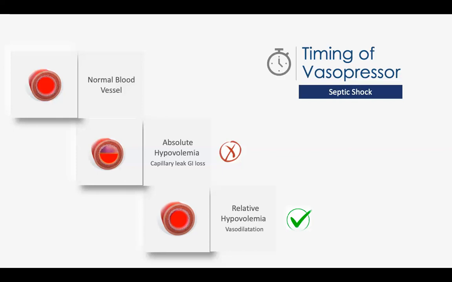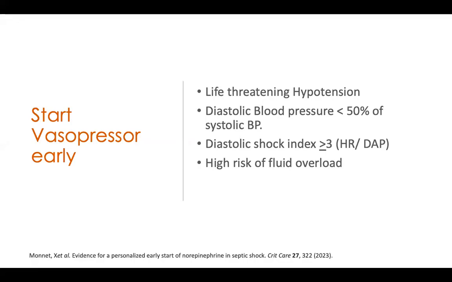Now, how do you practically decide? Here, if the patient is having a life-threatening hypotension like an absent pulse situation, you may start a vasopressor early when the second line is available so that the child does not go in for an arrest. If the diastolic BP is less than 50% of the systolic BP, please start the vasopressor early because you would require lesser fluid to resuscitate. If the diastolic shock index is more than 3, also start the vasopressor early. And if your patient has a high risk for fluid overload, that means a patient who has come already with the features of fluid overload, starting an inotrope early would be more beneficial.